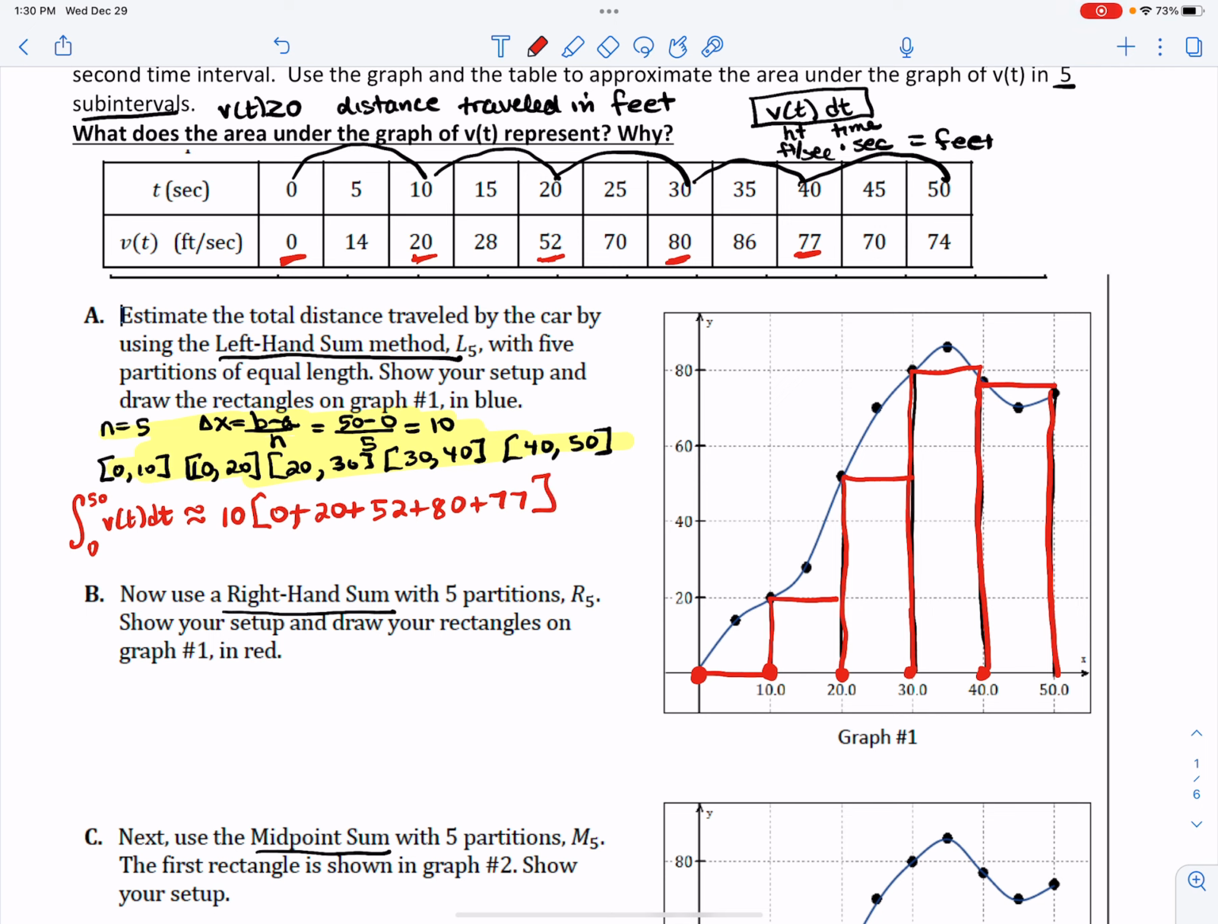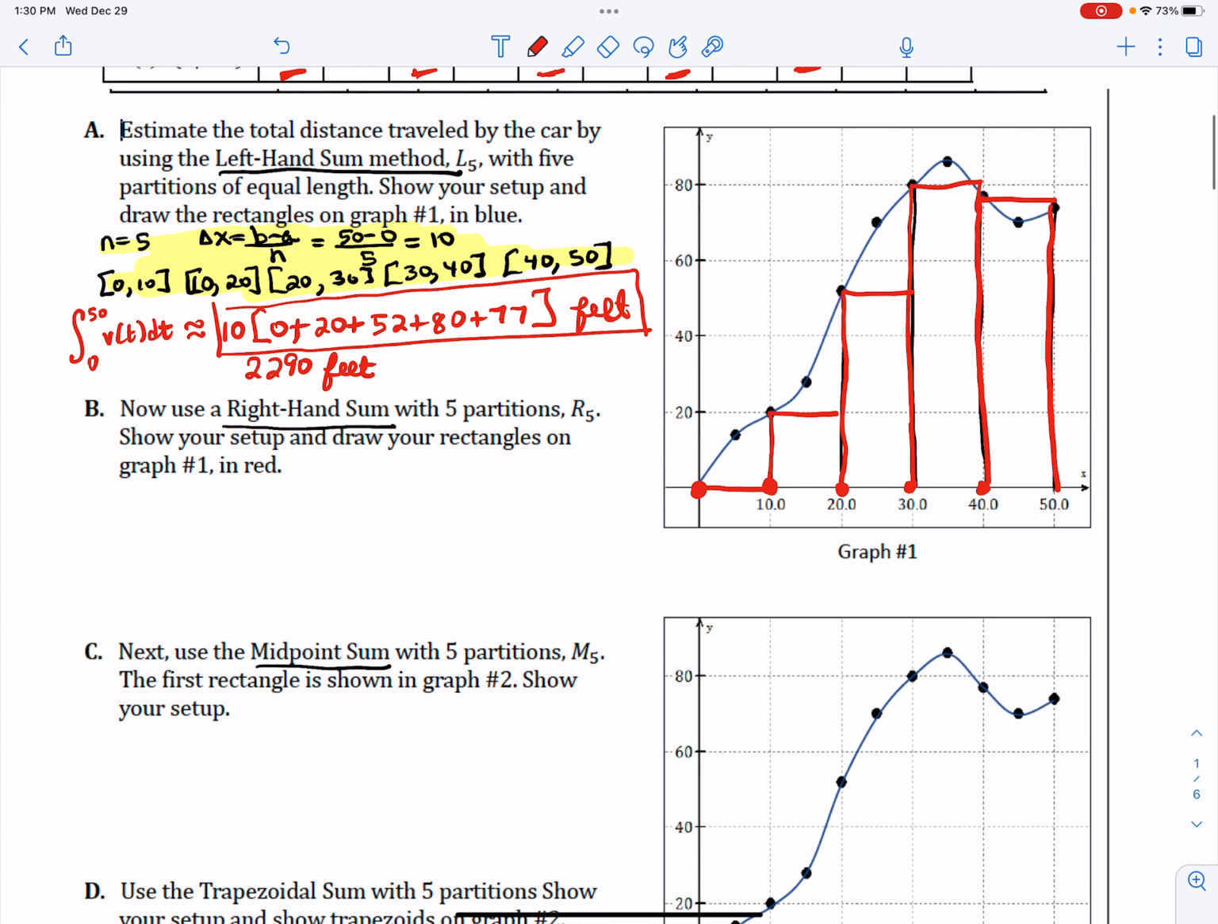Notice how we pick the left y values. This would give us 2,290 feet. I'll leave that up to you, but if you write feet here, this is a perfectly fine answer on the AP. You don't have to multiply it out, as long as you show what we're adding and the correct numbers.